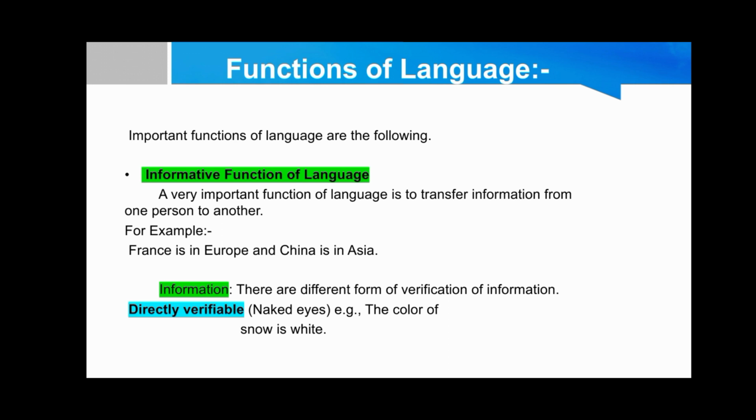Information. There are different forms of verification of information. The first one is directly verifiable. Those are information which can be verified through naked eyes. For example, the color of snow is white, so we can verify it through naked eyes.